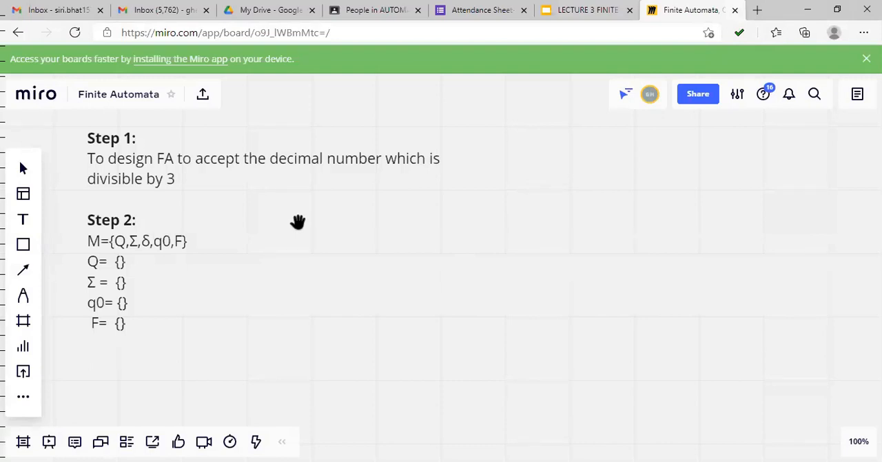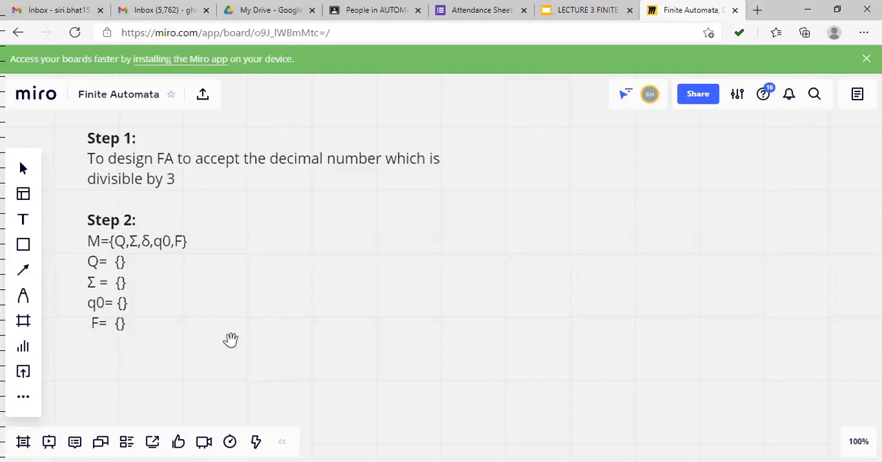So students, whenever a machine is given, you have to follow a few steps. I'll be explaining what steps you have to follow. Usually these machines are asked for 10 marks, so to get those 10 marks, you have to follow all these steps. Step one, you have to write the question, the problem statement: to design finite automata to accept the decimal number which is divisible by 3. Step two, you have to write the formal definition of this machine. Finite automata is abbreviated as FA, so we have to write the formal definition for FA. Just now we saw the formal definition of FA: states, input, transition function, start state, and final state.